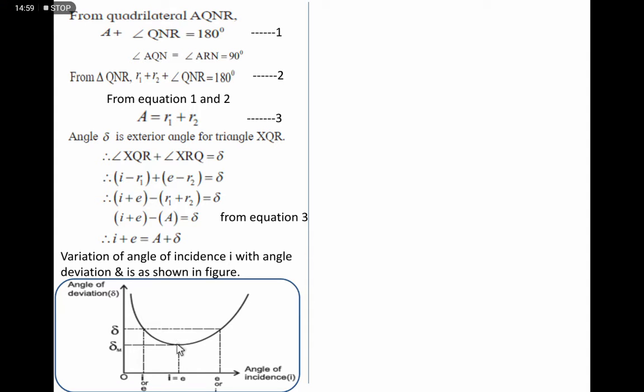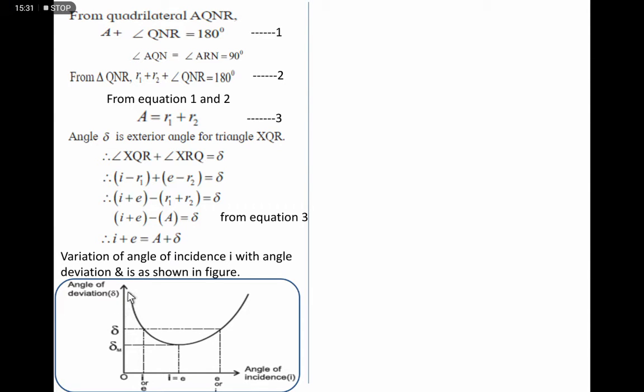At a particular point, this point, the angle of deviation becomes minimum. And furthermore, if we increase the angle of incidence from this point, the angle of deviation increases. I repeat, the graph is angle of deviation versus angle of incidence. Definitely, the angle of deviation is along the y-axis and the angle of incidence is along the x-axis.